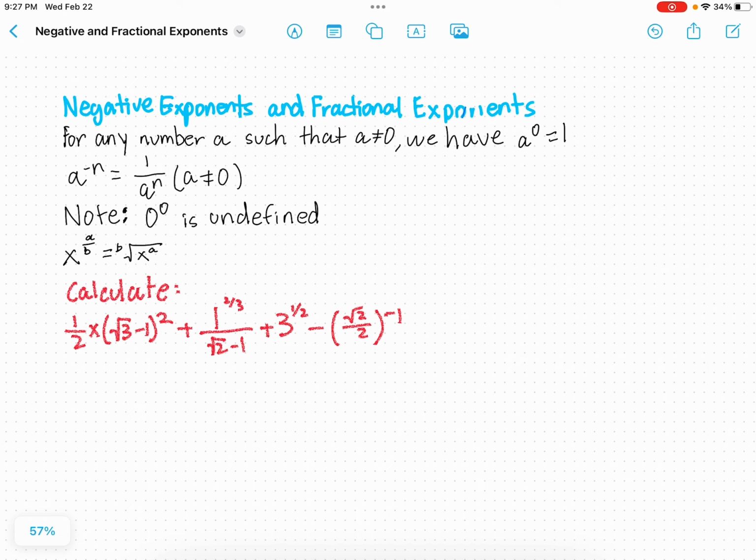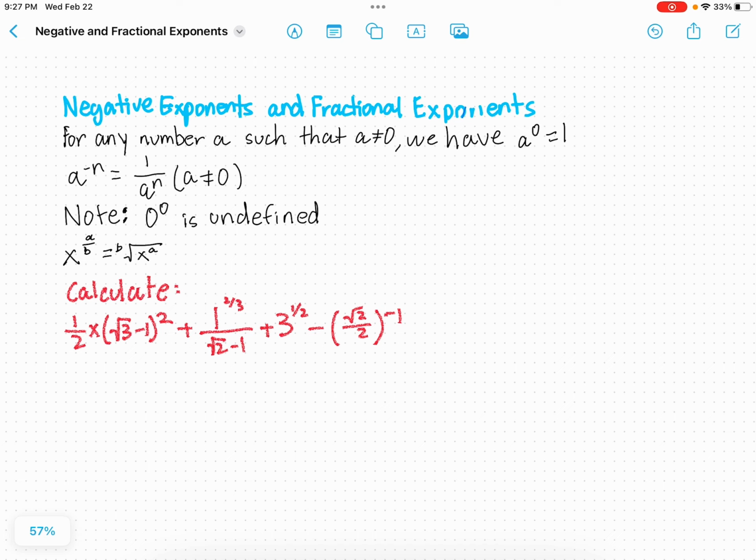When you have fractional exponents, such as x to the power of a over b, this equals a root, where the radicand is going to be x to the power of a, and then the root index is going to be b.